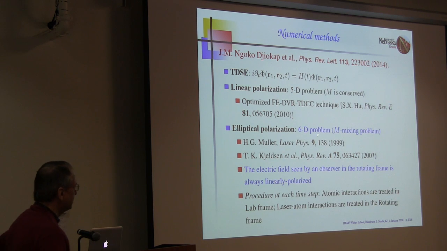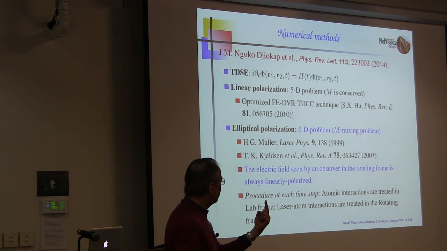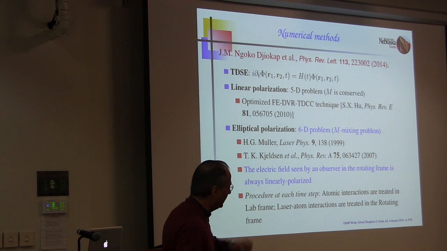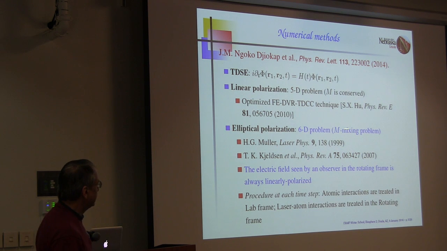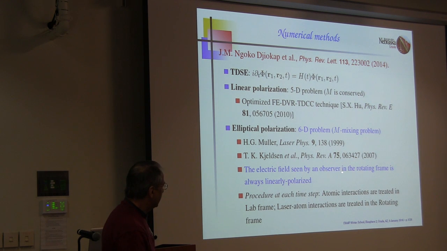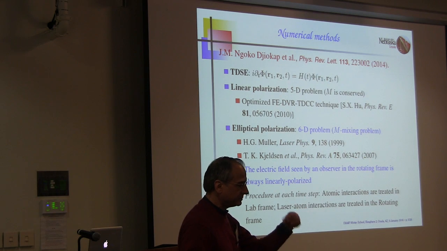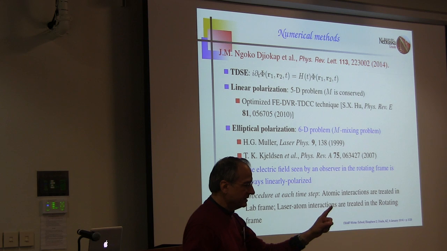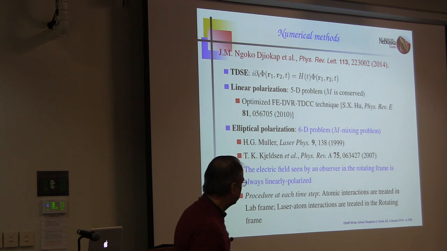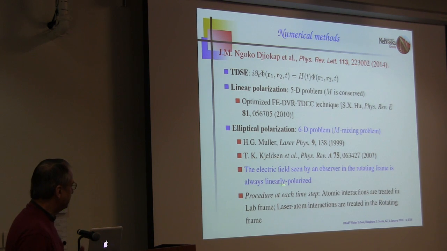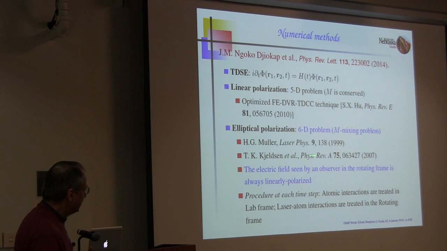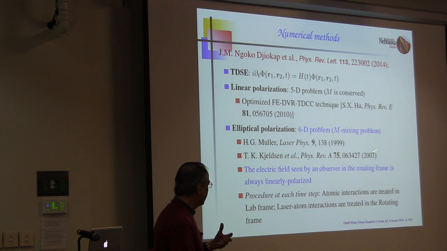And elliptical polarization is a 6-dimensional problem because the laser polarization is not in one dimension, but it's rotating in a plane. The key idea for handling this numerically was by Harm Muller in this paper. And that idea is that the electric field seen by an observer in the rotating frame is always linearly polarized. So if you have circularly polarized light, if you go to a rotating frame, it's linear polarization, and everything is easier to treat for linear polarization than for circular polarization. Lars Madsen's group, in this paper in 2007, took that idea and made it a practical calculational scheme.